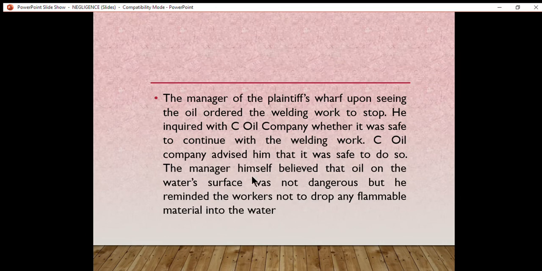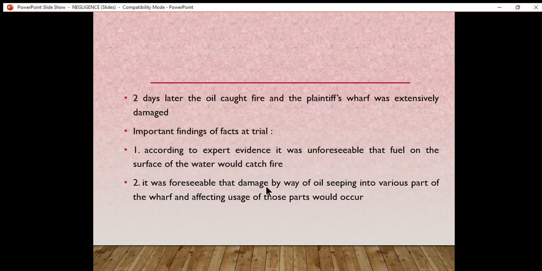Then they proceeded. Okay, the manager himself believed that oil on the water surface was not dangerous, but he reminded the workers not to drop any flammable materials into the water. Okay, so dalam air tu dah penuh dengan fuel. Okay, the oil, but they still continued the welding works. Two days later, the oil caught fire and the plaintiff's wharf was extensively damaged. Right, so now how did the court decide at the trial?